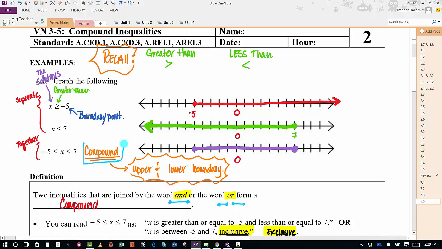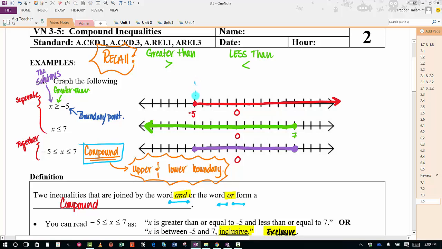We can call them a compound inequality, and that just means that it has an upper boundary and a lower boundary, meaning that we're going to take these two single inequalities and put them together, one with a lower boundary and an upper boundary. It's kind of like having two restrictions instead of just one to pay attention to.